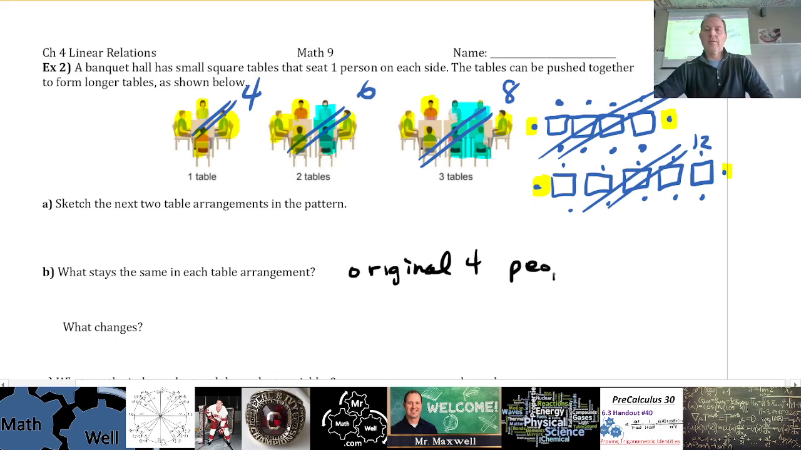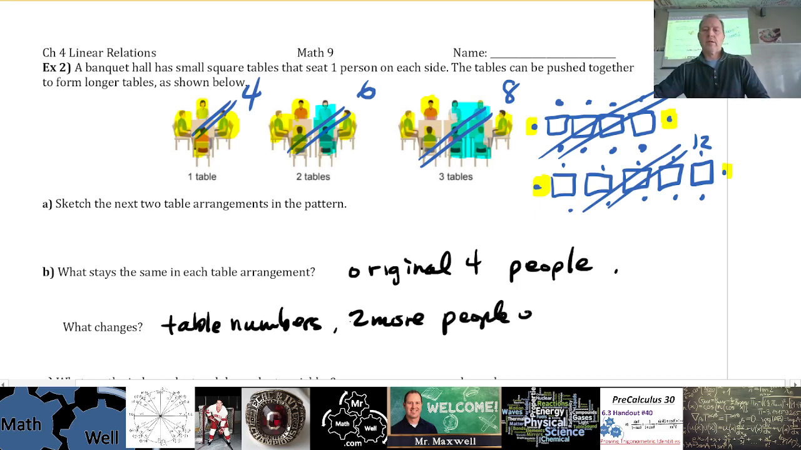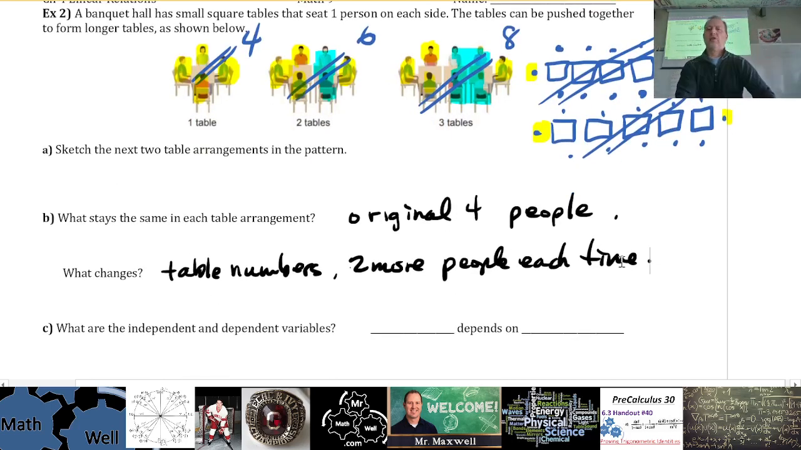4 people. Okay, again, this is going to help us build the equation. This is going to help you maybe understand things a bit here. So the original 4 people. So what changes? Well, tables change. Table numbers. And 2 more people each time. Okay. So we've got some numbers here. Original 4, 2 people are added each time.